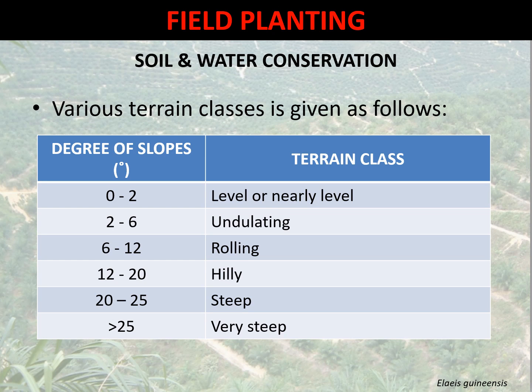For terrain, various terrain classes are shown in the following table. There are 6 main degrees of slopes with 6 classifications of terrain. For example, a slope of 0 to 2 degrees is considered to have a level or nearly level class. For a slope of more than 25 degrees, the terrain class is considered very steep.